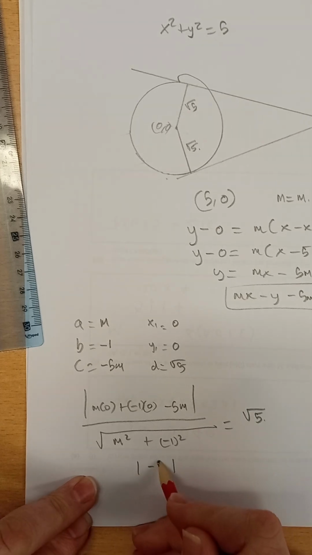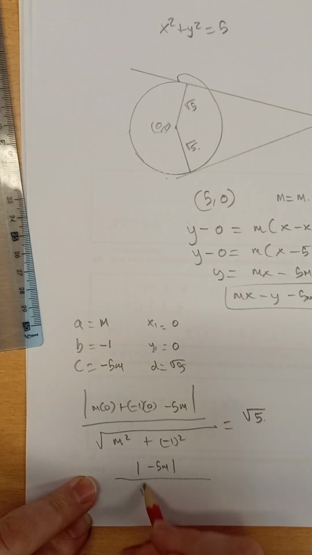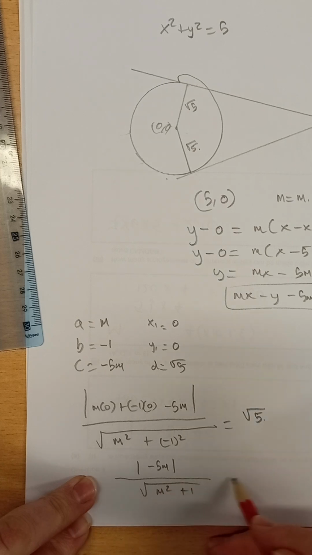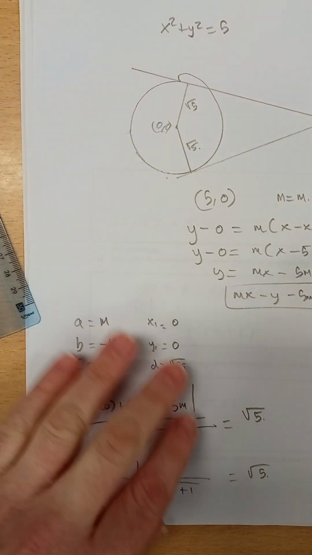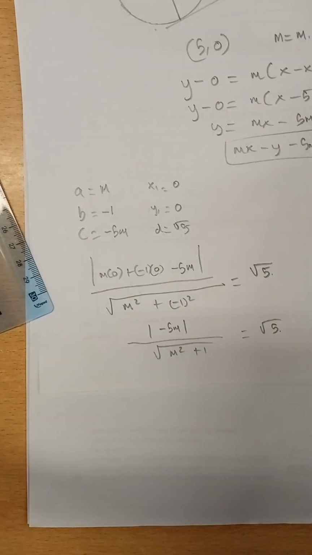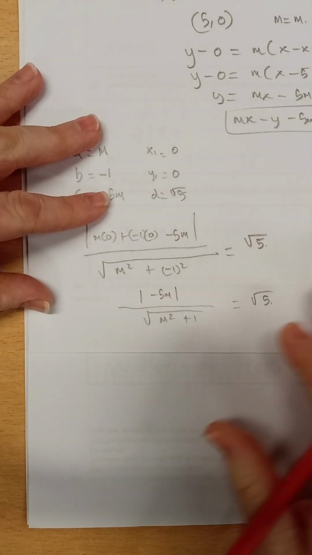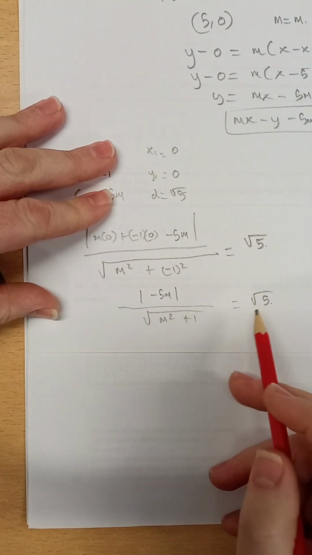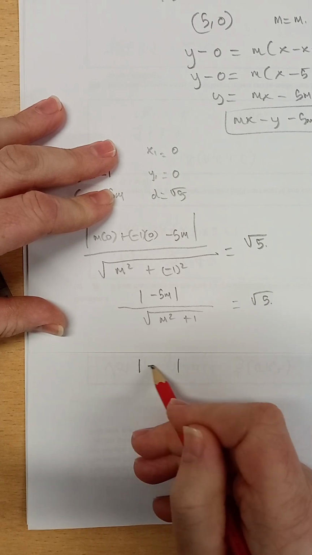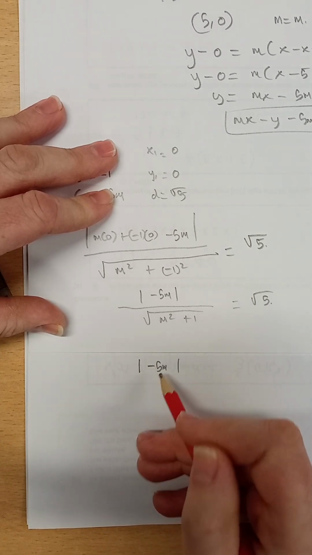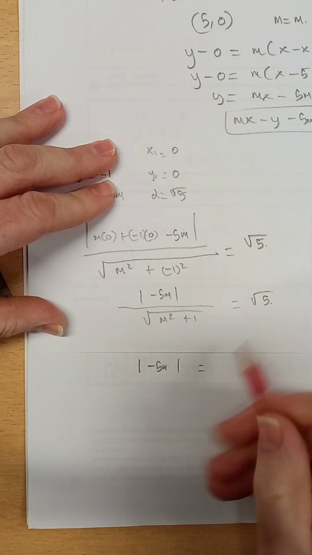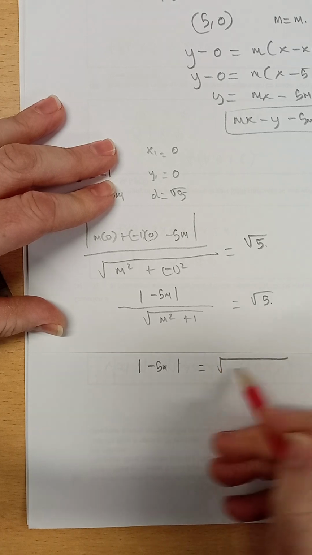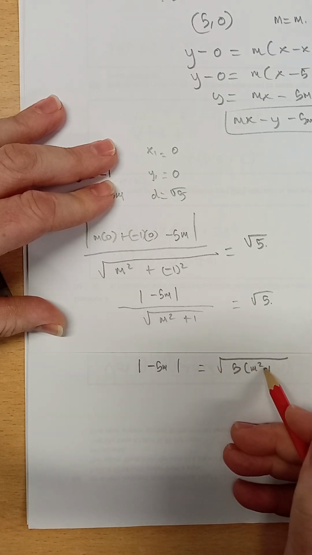So the absolute value of minus 5m over the square root of m squared plus 1 is equal to root 5. Okay, so you can see where this is going to go now. So I'm going to use another sheet of paper. It's going to extend this up so you can see what's going to happen next. We're going to cross multiply these two. So we have the absolute value of minus 5m is equal to, we're going to multiply these two together, the square root of 5 times m squared plus 1.